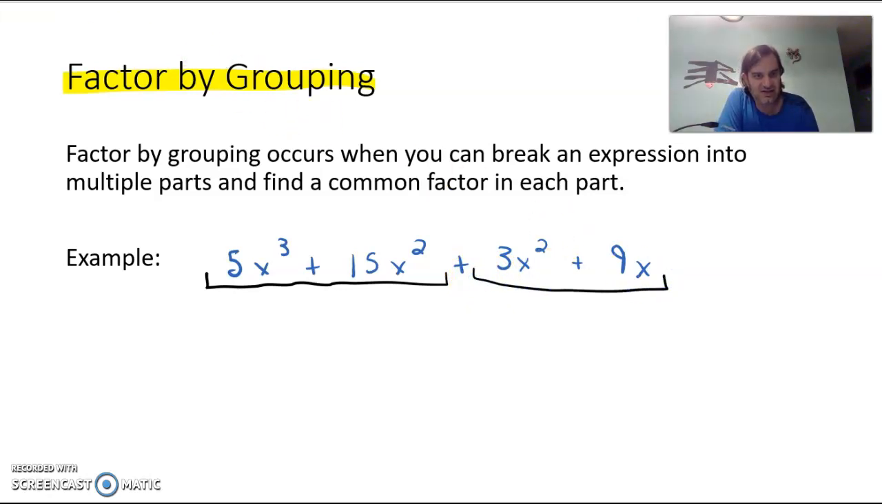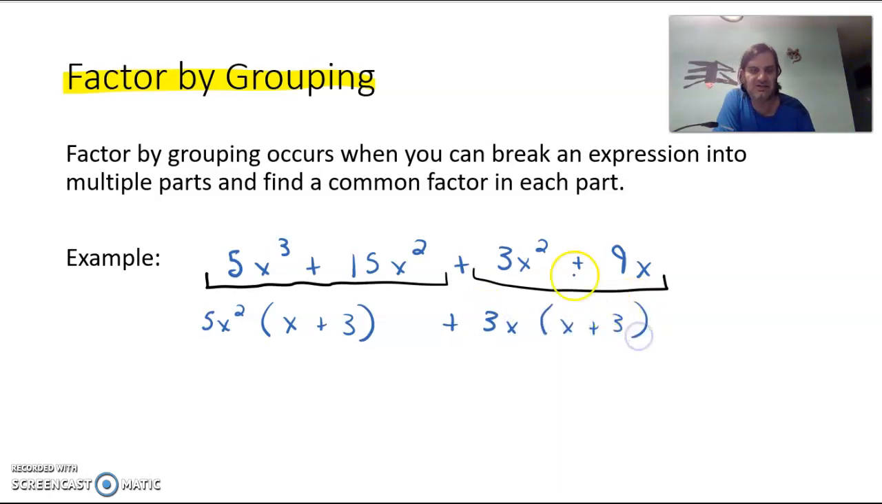And if I look at those, I'll notice that in the first one, the 5x cubed plus 15x squared, I can pull out a 5x squared. If I pull that out, I'll be left with x plus 3. And then when I look at the second group, 3x squared plus 9x, I realize I can pull out a 3x. And if I do that, I'll have an x plus 3 left. So now I went from 4 terms added together to 2 terms added together, because there's a product in the first part and a product in the second part.